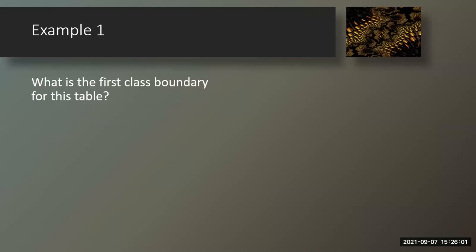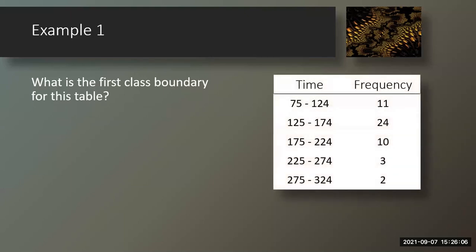What is the first class boundary for this table? Here again, I want to really explore this notion of an initial class boundary. It's the value that instantiates or begins the first class, but it can't be part of the first class. So 74.5 is the first class boundary.